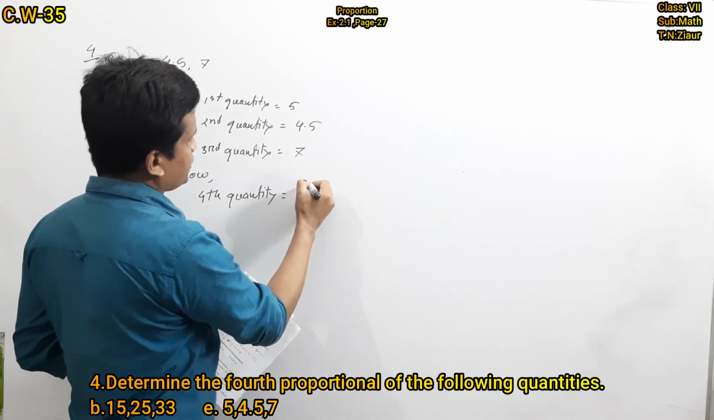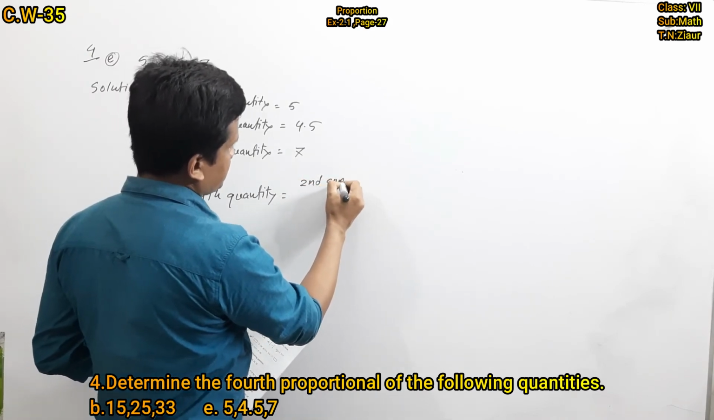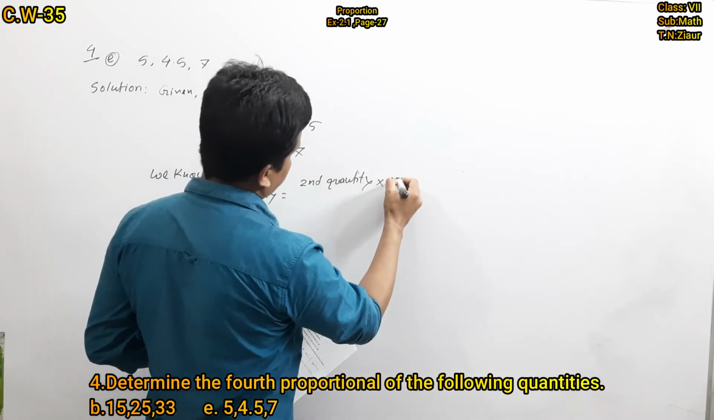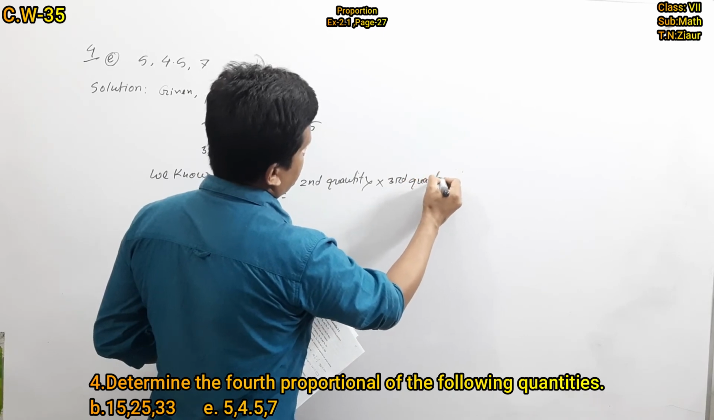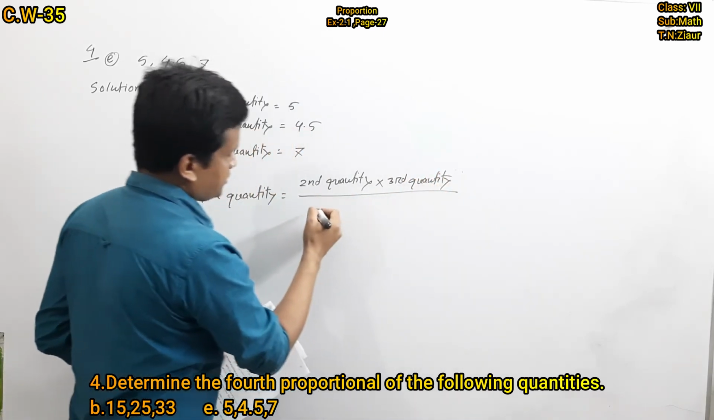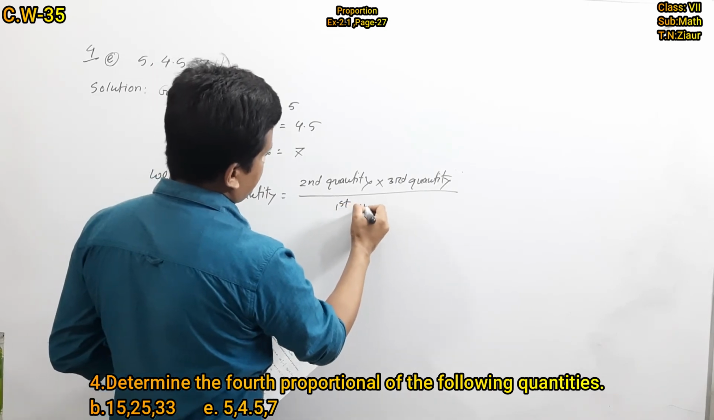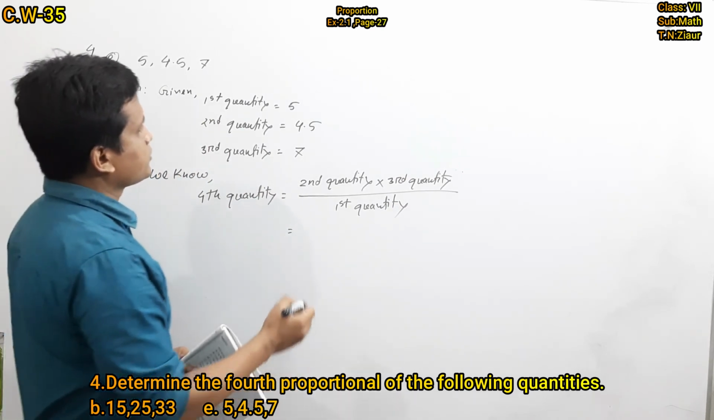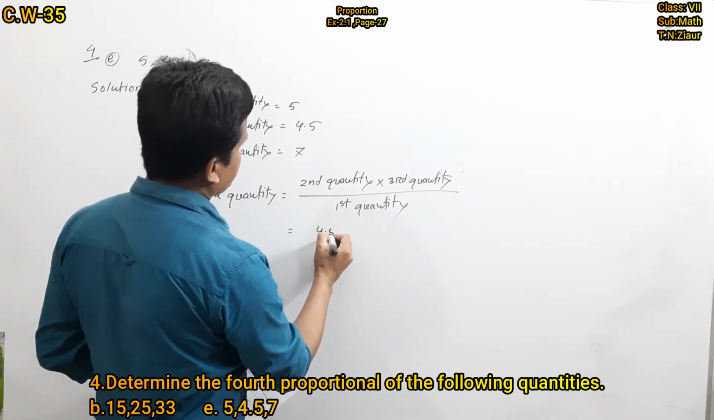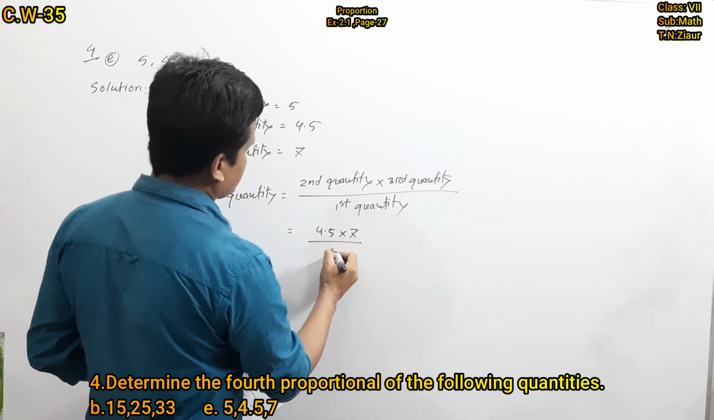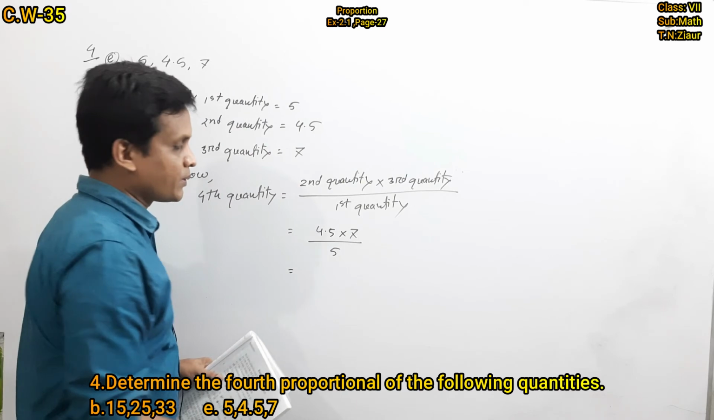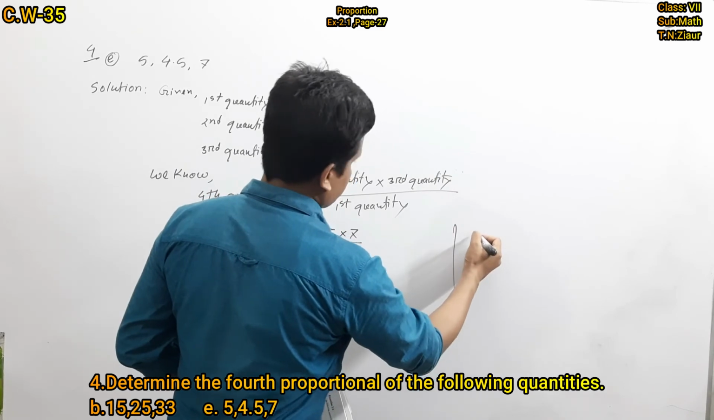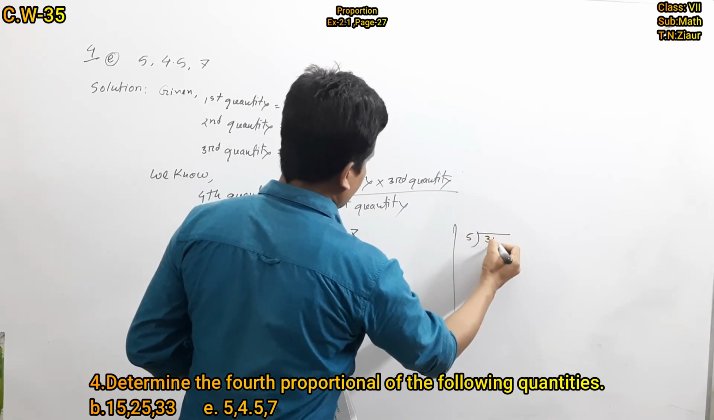So we know the rule of 3, that means if we want to find the fourth quantity, it is equal to second quantity into third quantity. Are you writing, students? Third quantity divided by what? First quantity. Okay, just place the value of second and third. So second is 4.5 into 7 divided by first quantity, which is 5. So 4.5 into 7, if you multiply, you will get 31.5 divided by 5. So just write, we divide by 5, so 31.5.